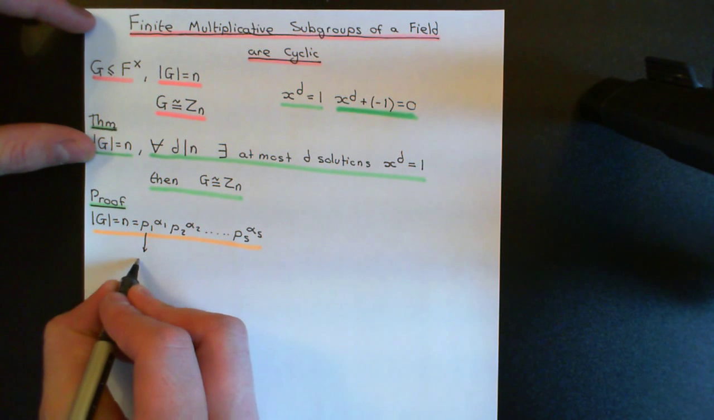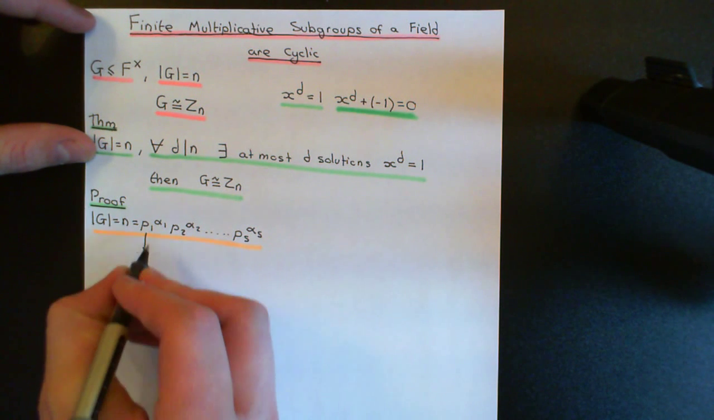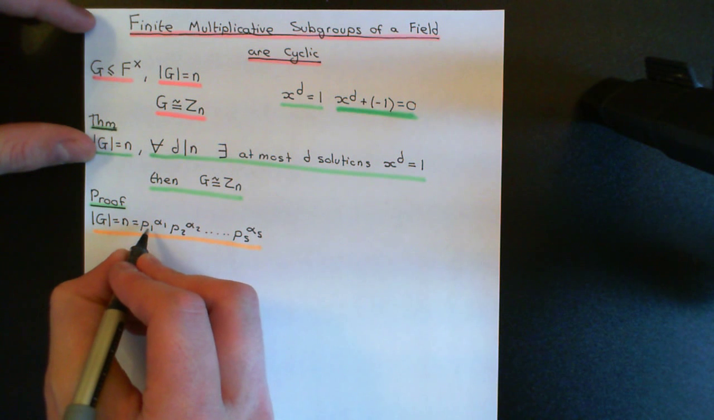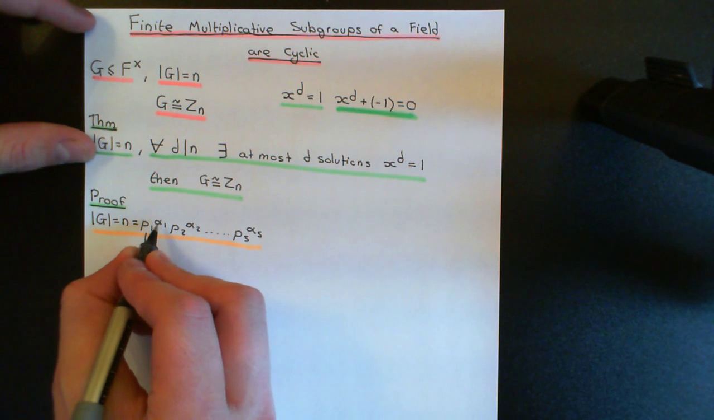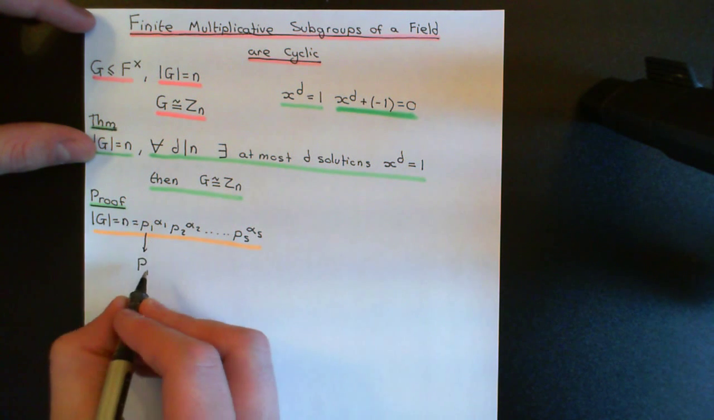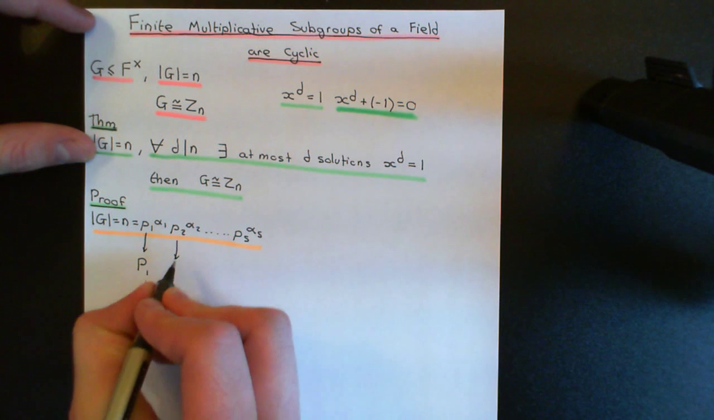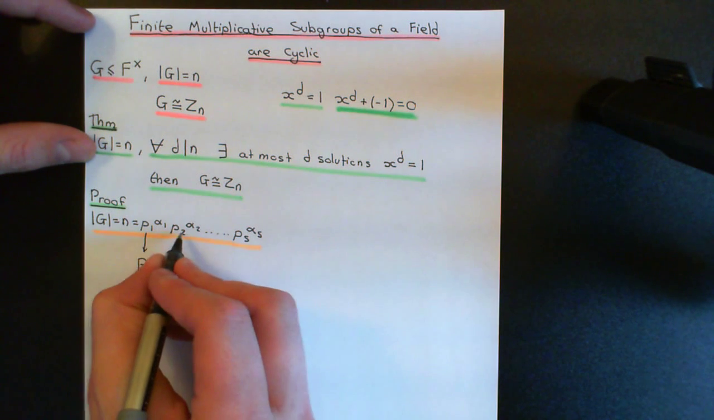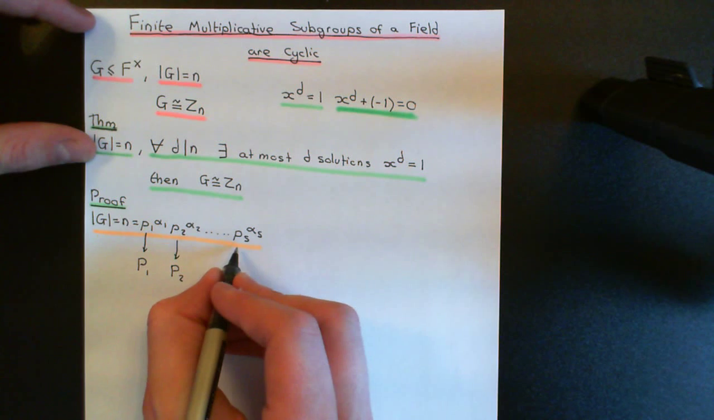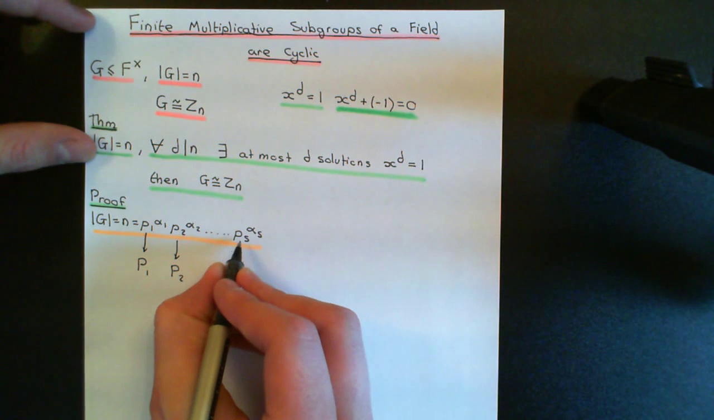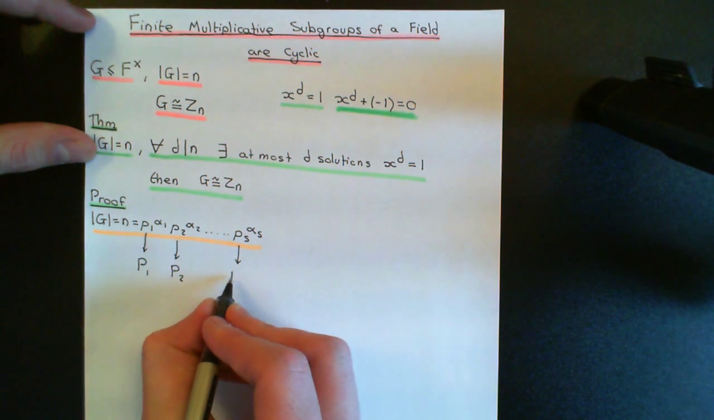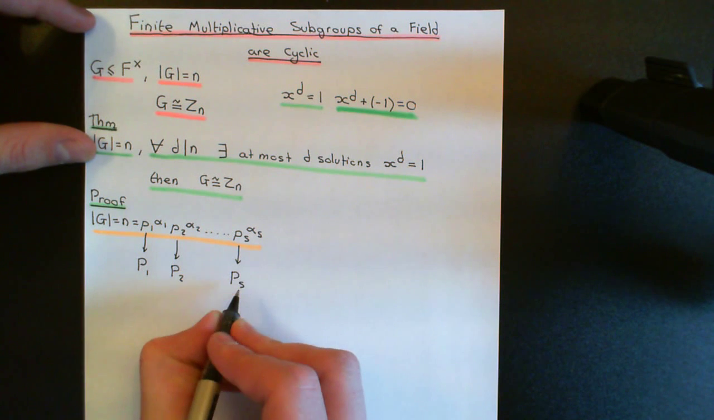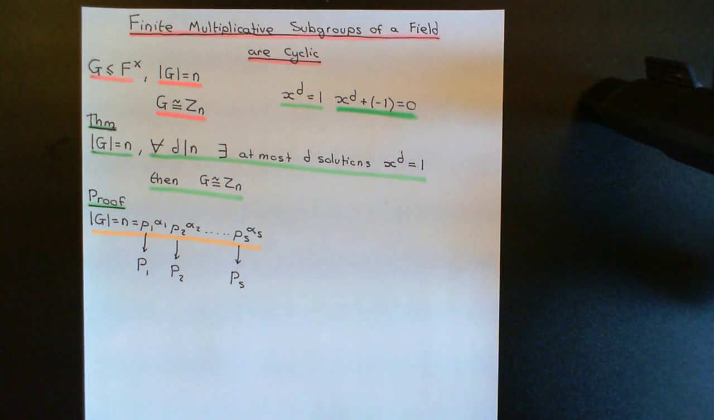So there is going to be one Sylow p1 subgroup of order p1 to the power of alpha 1, which I will call capital P1. There is going to be only one Sylow p2 subgroup of order p2 to the power of alpha 2, which I'll call P2, etc., all the way down to only one Sylow ps subgroup of order ps to the power of alpha s, which I'll call capital Ps.